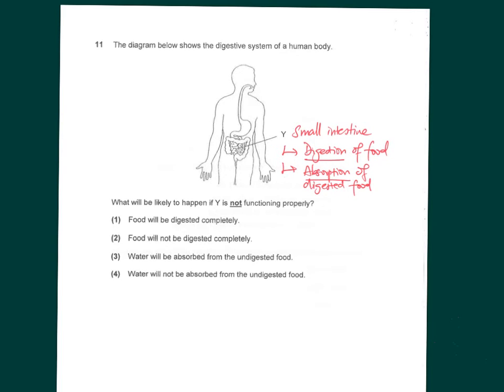Okay, so let's run through the options quickly. Option 1, food will be digested completely. Now, if Y is not functioning properly, I don't think we can expect digestion to occur properly, so this option is out. Option 2, food will not be digested completely. Yes, this is true because digestion actually ends at the small intestine.